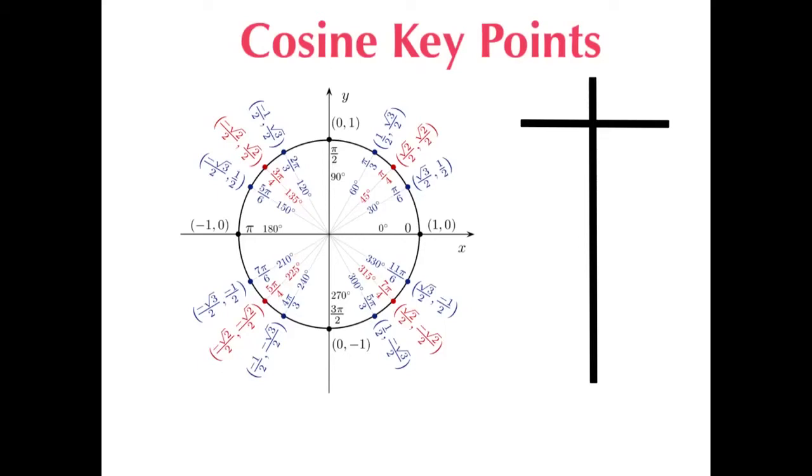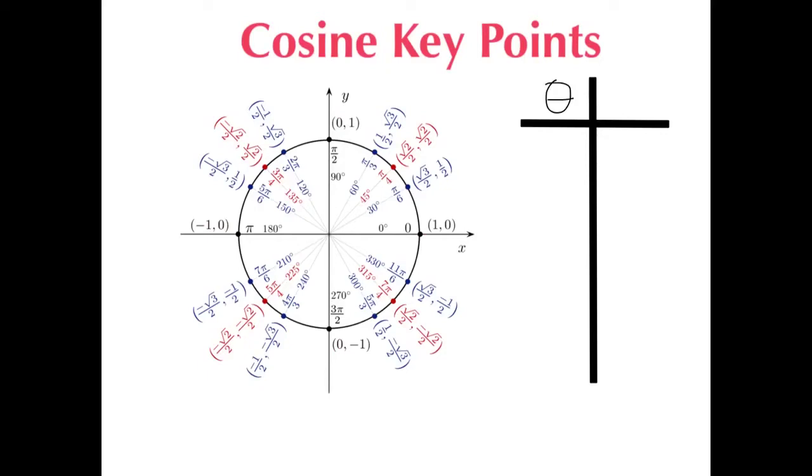Okay, so let's start off with finding out what the key points are going to be for cosine. Remember that cosine values are the x values. We're going to use the same angles that we did for sine, but now we're just using the x values instead.